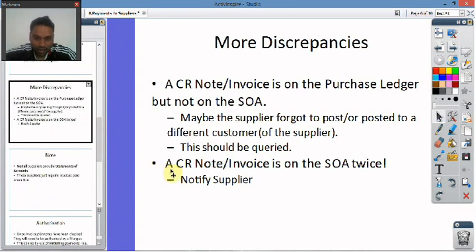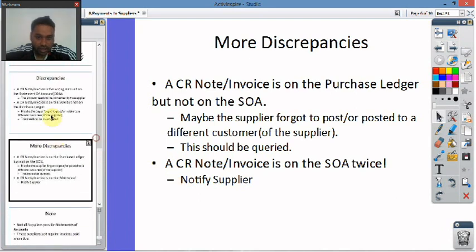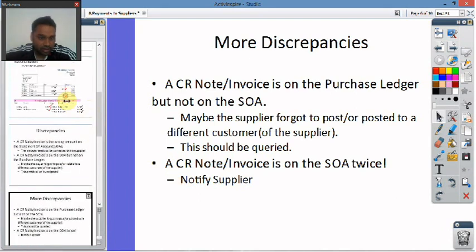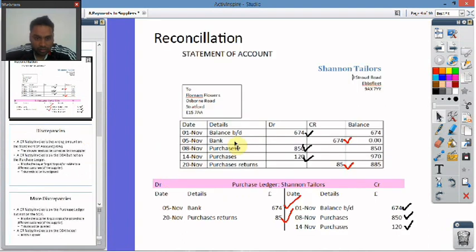A credit note or invoice is on the statement of account twice. If there's a double entry on the statement of account here, then the numbers should never be the same. This statement doesn't show you the numbers, but some of them do. There shouldn't be two that are exactly the same. Then we need to notify the supplier.